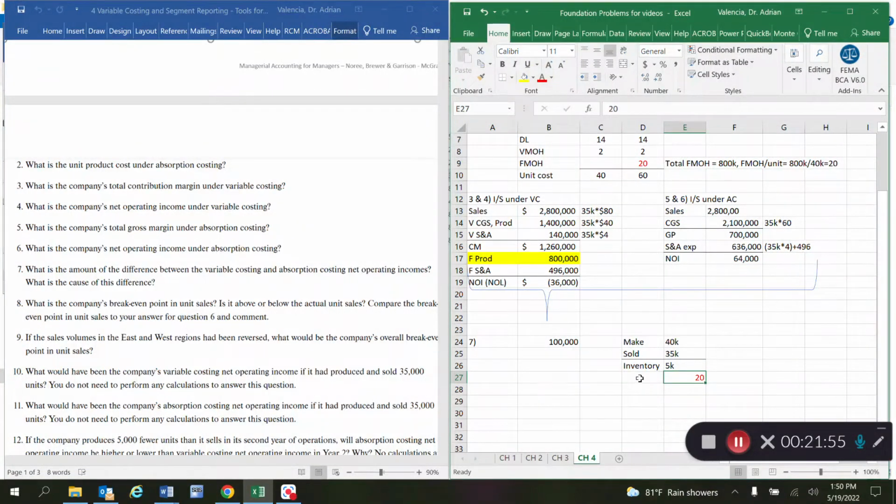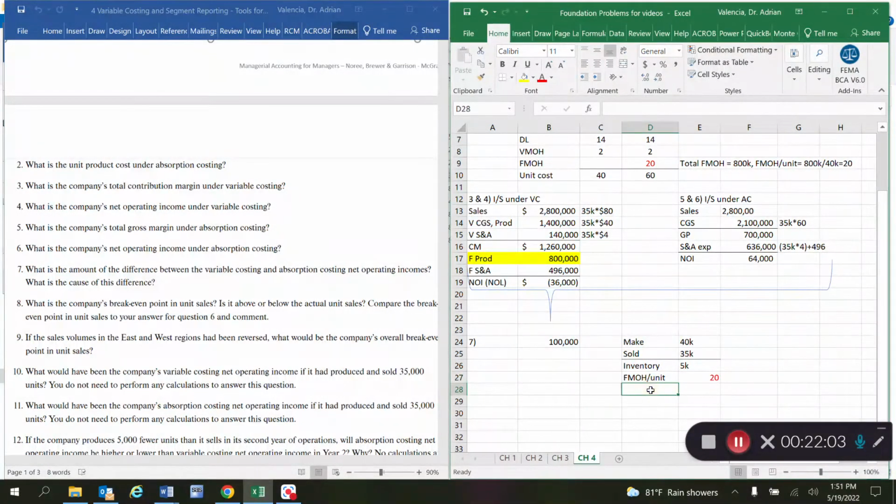Okay, so fixed manufacturing overhead per unit, we said it was 20. When you do that math there, that's the difference explained. The multiplication of those 5,000 units times 20 per unit, which is 100,000. Okay, that's where it's coming from. All right.